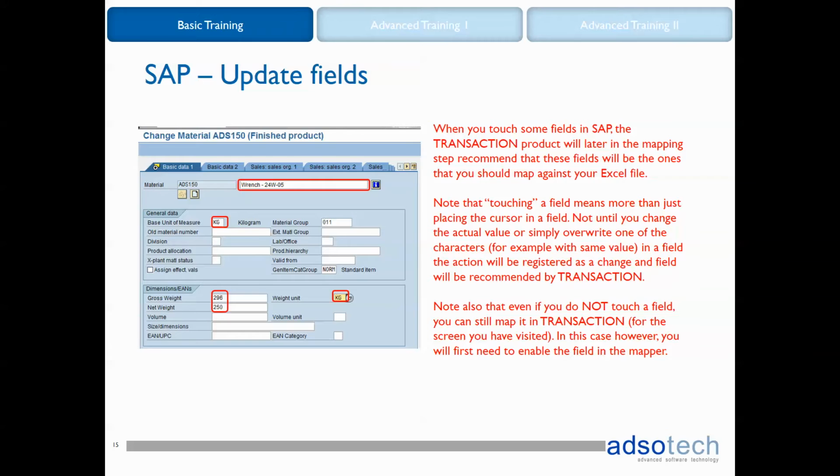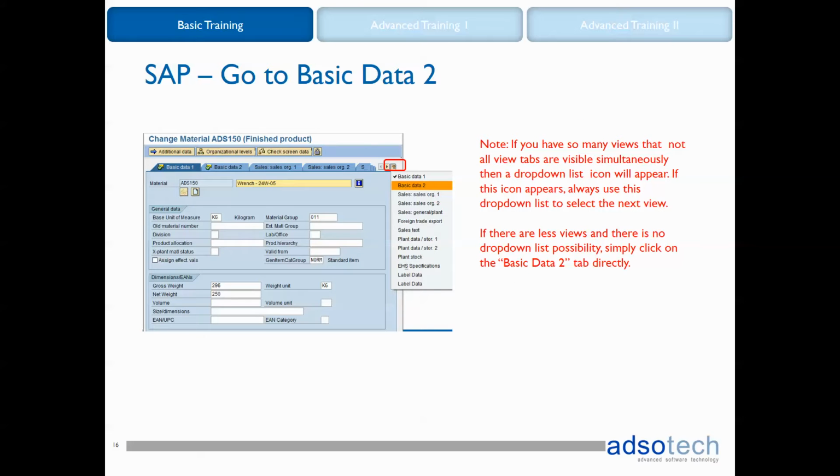When I'm ready to navigate to a different tab or to a different view, we usually recommend it to be done through this drop-down list that you see here. Very, very often this drop-down list is an option, and it's the best option that you have for the navigation. So simply open the drop-down list and select the view that you want to go to. In our case right now, Basic Data 2.